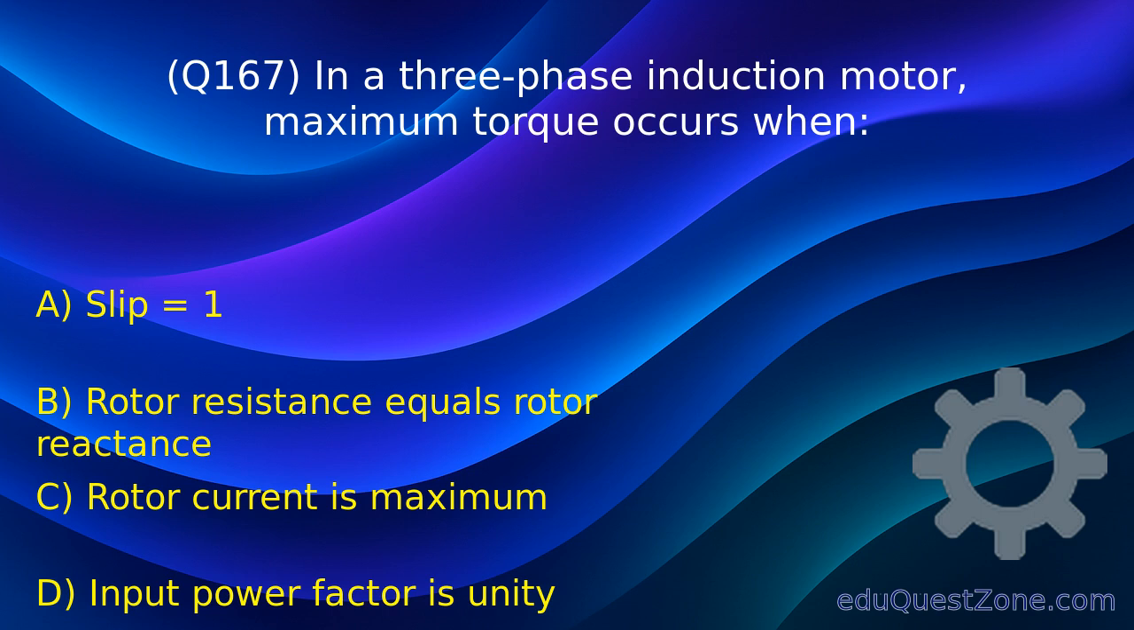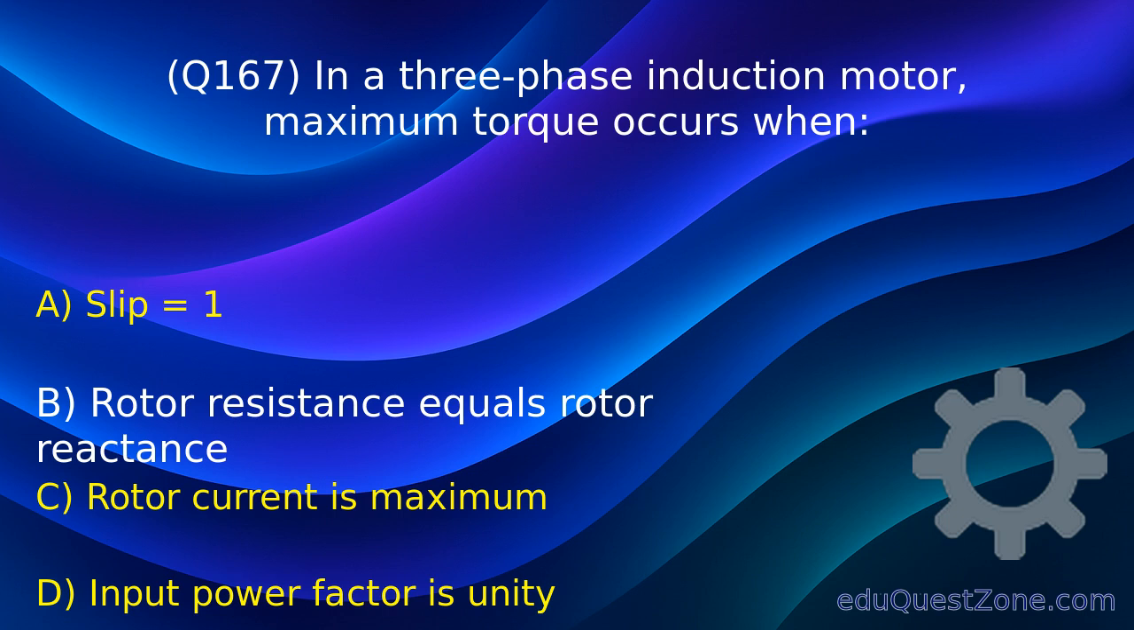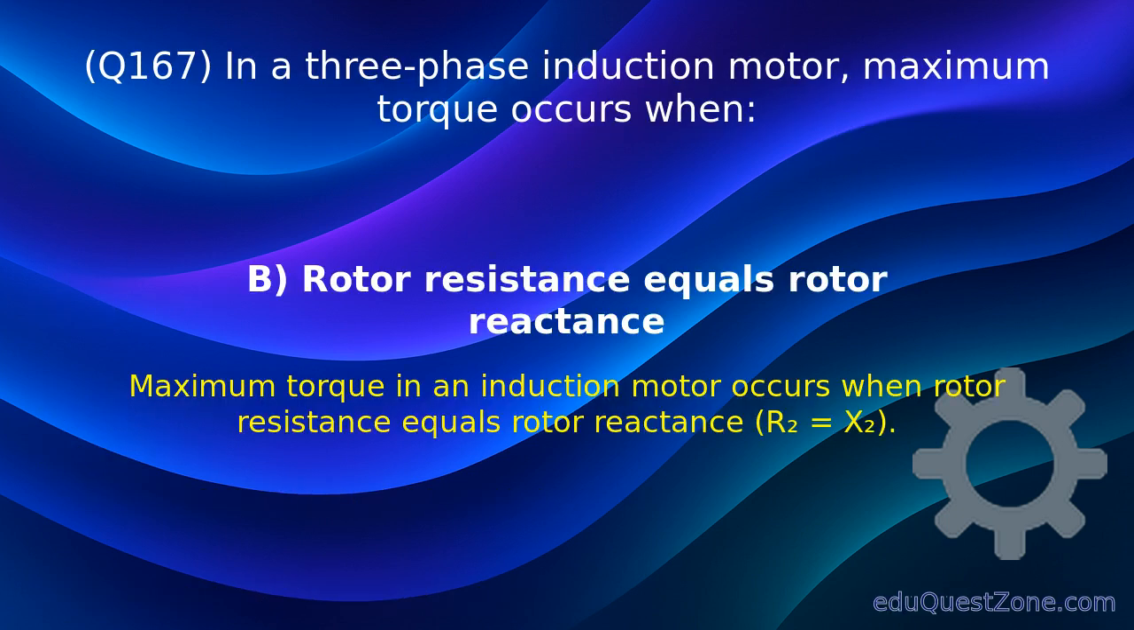Question 167. In a three-phase induction motor, maximum torque occurs when? Option B, rotor resistance equals rotor reactance. Maximum torque occurs when rotor resistance equals rotor reactance.